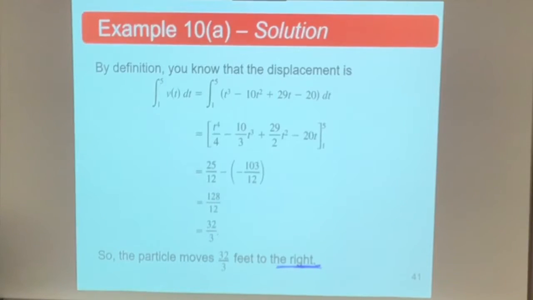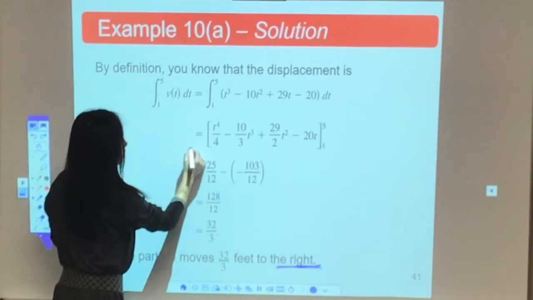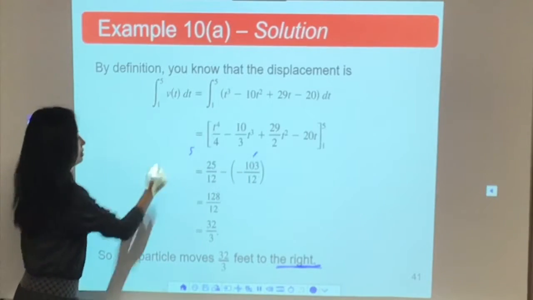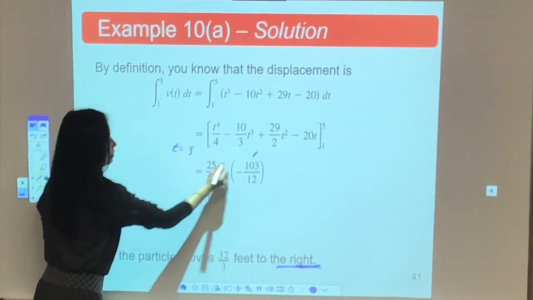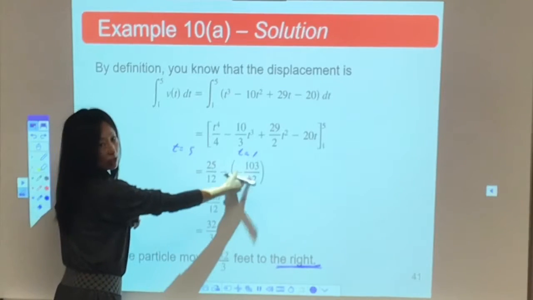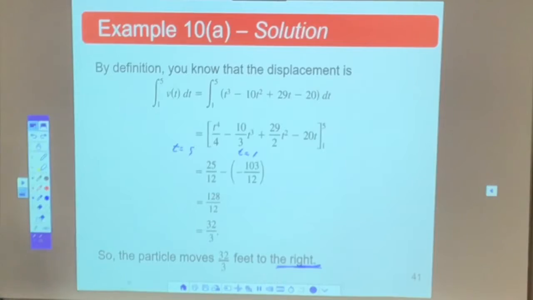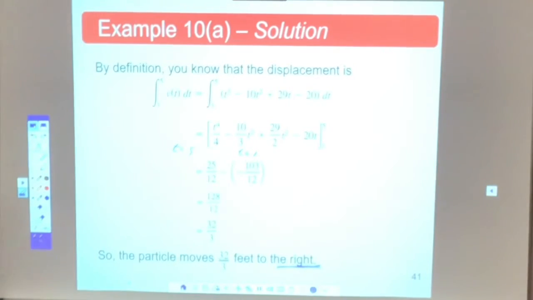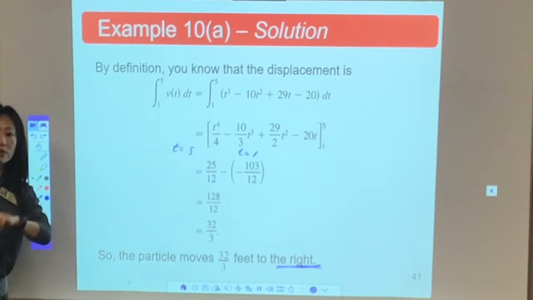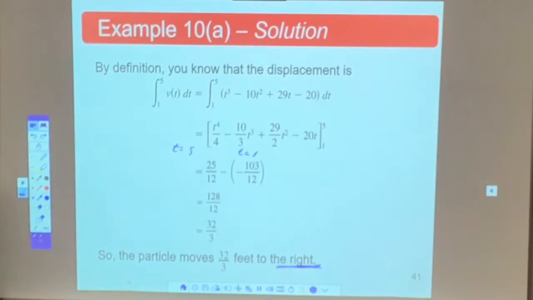So where it says 25 divided by 12 minus negative, how did they get those? This one came from plugging in 5, and this one came from 1. Ones, yeah. This is the upper limit answer, and this is the lower limit answer. Are you following me? I skip all these steps because you have to practice. I don't need to do it again and again. What you have to do is practice. All right.